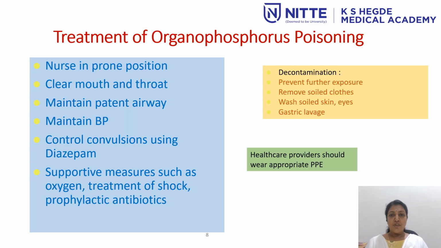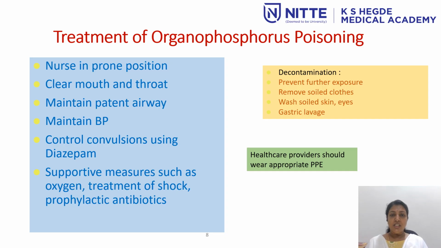Coming to the management of organophosphorus compound poisoning, according to WHO, the treatment should be instituted rapidly to prevent fatal outcome. The first approach should be ABC. Make the patient lie down in the prone position, clear the mouth and throat, and provide adequate ventilation. Maintain a patent airway and maintain the BP and provide circulatory support. You can give diazepam to control the convulsions, and supportive measures such as oxygen can be given, treatment of shock, and prophylactic antibiotics.